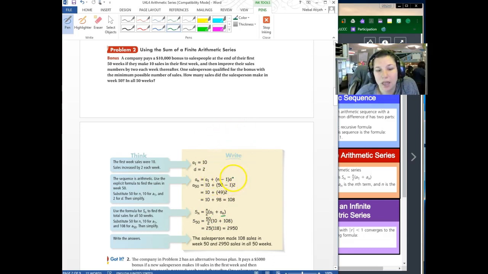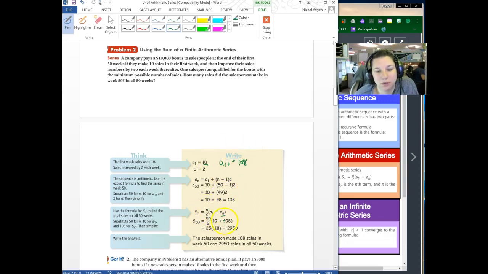We know the first term, we need to know what the 50th term is. So they've substituted 10 for the first term. The term number they're looking for is 50. We know our common difference is 2. 50 minus 1 is 49, times 2 is 98, plus 10 is 108. So we have our first term is 10, and our 50th term, they made 108 sales in that last 50th week.